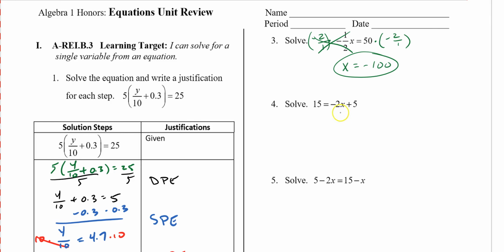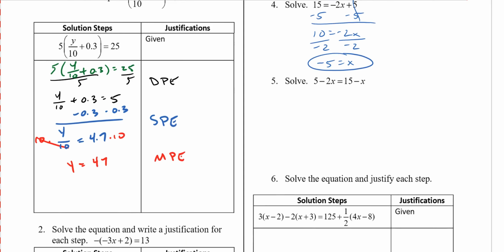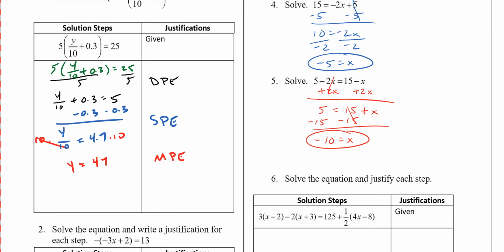Number 4, start by subtracting 5 from both sides. 10 is equal to negative 2x. Divide by negative 2 on both sides. Negative 5 is equal to x. Number 5, we have variables on both sides, so we're going to move one of them. We talked in class about always moving the smaller one, which in this case is going to be the negative 2x. So we have 5 is equal to 15 plus x. Subtract the 15 from both sides, get the variable by itself, and we get negative 10 is equal to x.